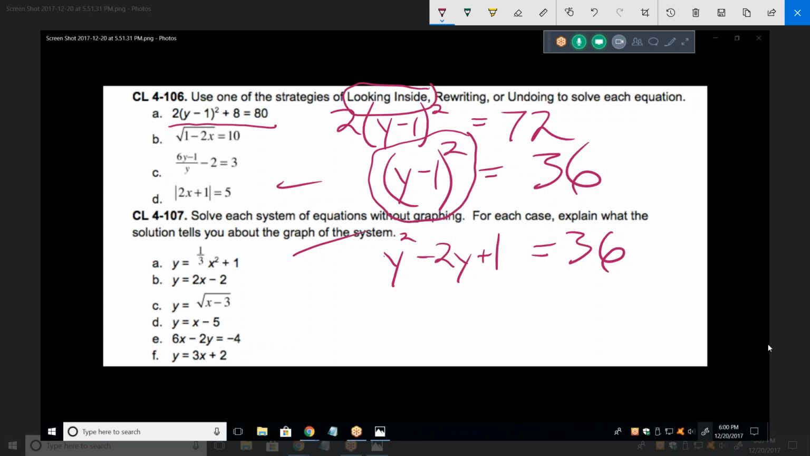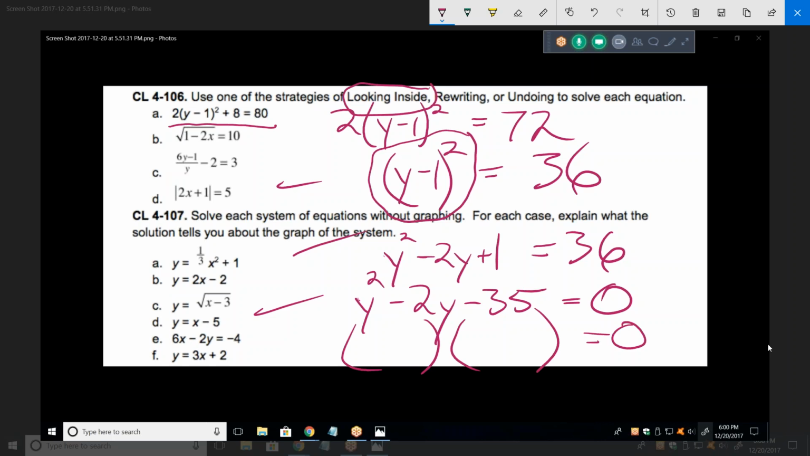The rewriting of it means put it in standard quadratic format with 0 on the other side. In other words, subtract 36 from both sides. That's usually what you're trying to do when you're going to solve a quadratic: you get everything on one side, you get 0 on the other side, then you factor the quadratic. Well, how does that quadratic factor?